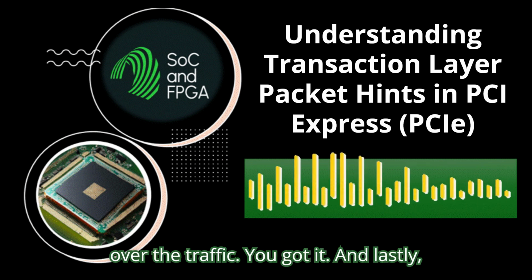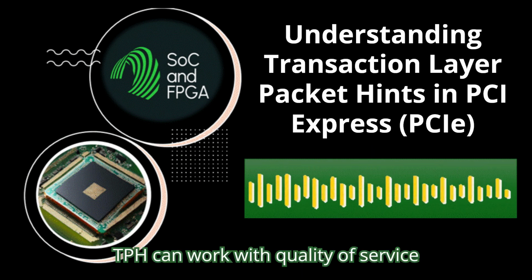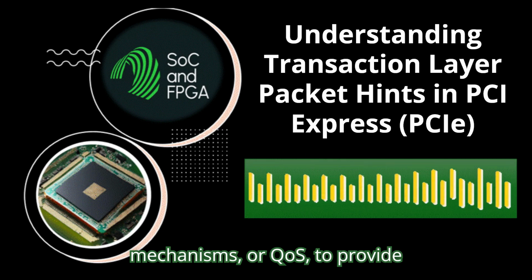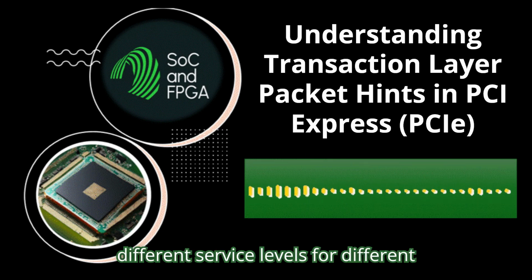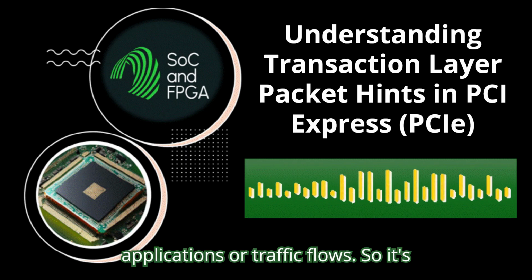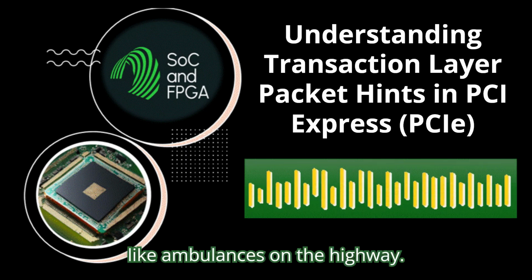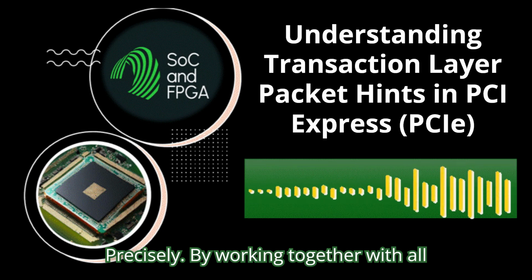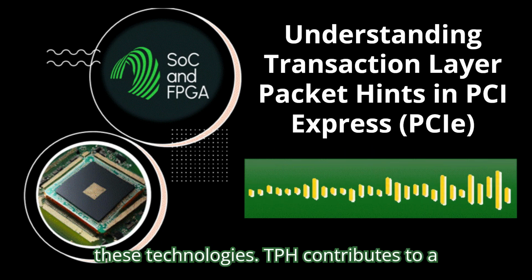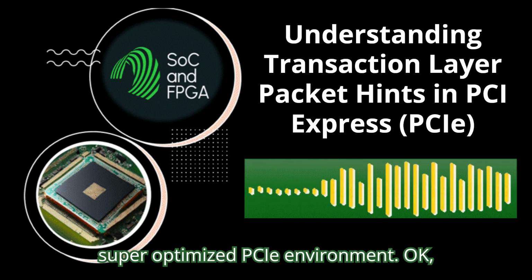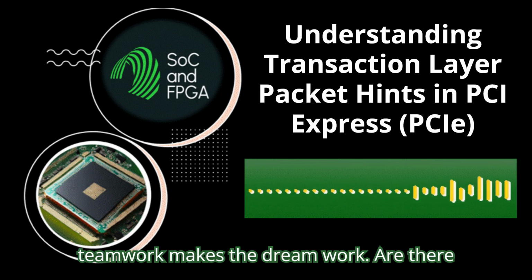You got it. And lastly, TPH can work with quality of service mechanisms, or QoS, to provide different service levels for different applications or traffic flows. So it's like giving priority to certain data, like ambulances on the highway. Precisely. By working together with all these technologies, TPH contributes to a super optimized PCIe environment. Okay, teamwork makes the dream work.